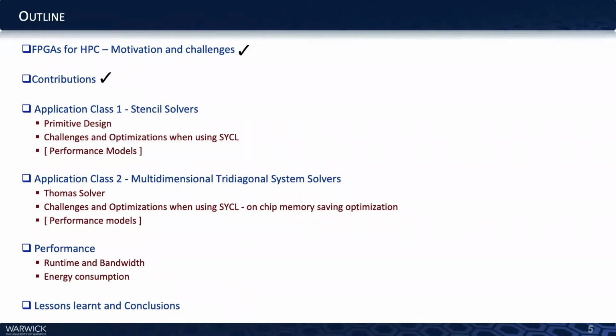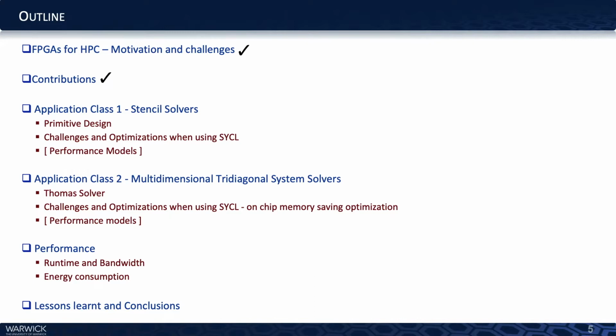For the rest of the presentation, the outline is as follows. We start off by looking at the first application class, tridiagonal solvers, looking at the initial, let's say, primitive design for FPGAs, then detailing the challenges and optimizations we encountered when using SYCL. We also briefly point out the development of performance models for these applications, but we ask you to refer to the paper for more details on this.